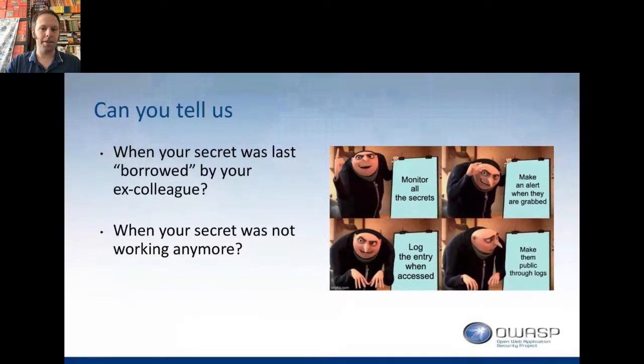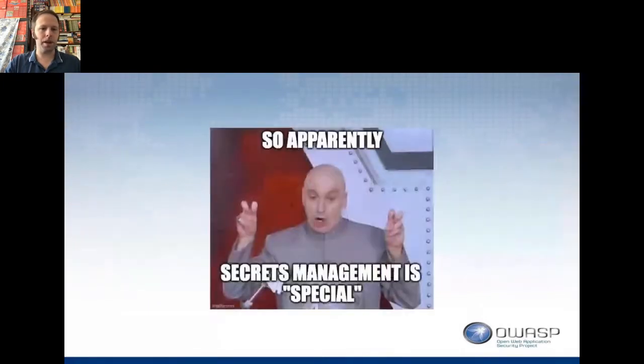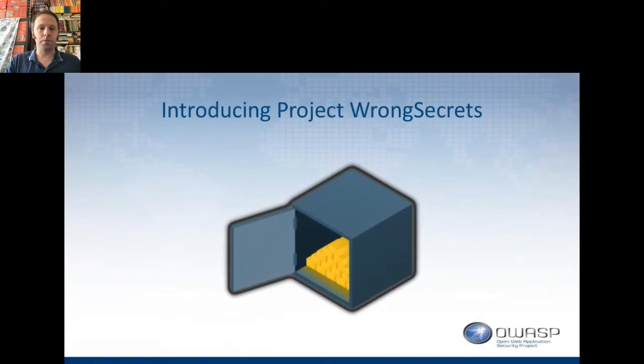Okay. So apparently, secret management is special, as in we can make lots of mistakes. It can become rather complicated. But given that we already get a spread out of answers on where secrets are being stored, it might be very interesting to see how that moves ahead. And therefore, we created OWASP WrongSecrets.